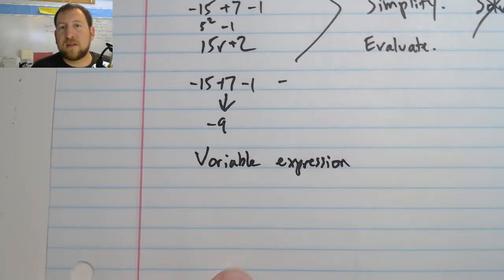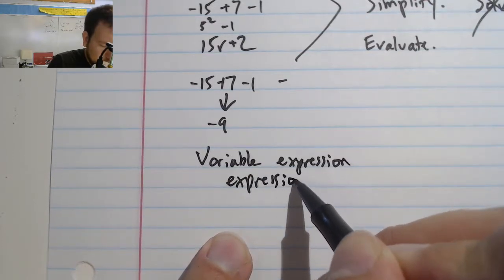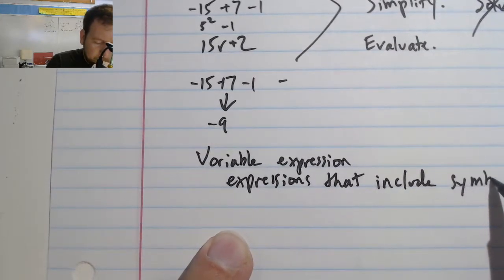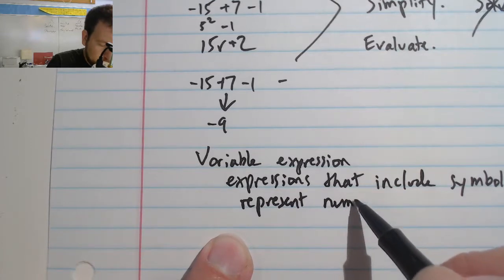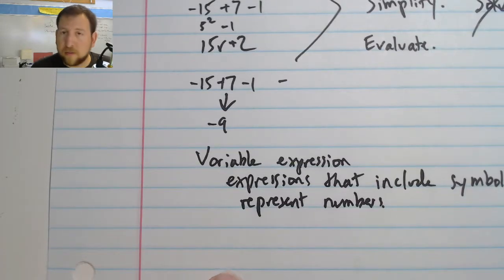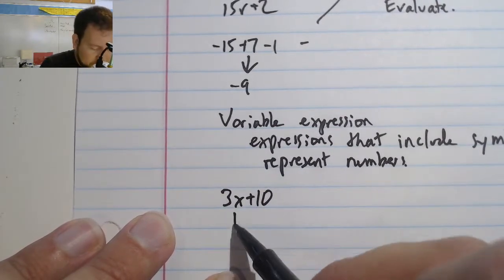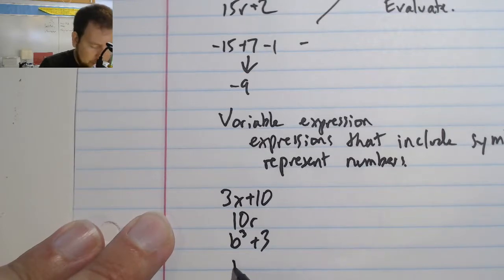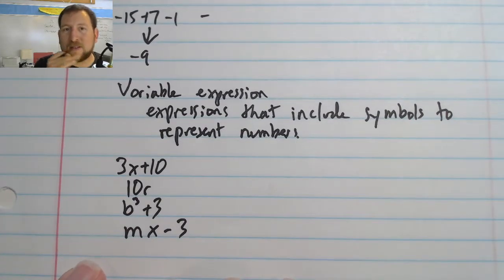These include symbols to represent numbers. So they are expressions that include symbols to represent numbers. So some of the expressions that we had earlier in our example list were variable expressions, but some of them were not. Some examples could again look like this. We could have 3x plus 10. We could have 10r, b cubed plus 3, mx minus 3. All of these are variable expressions because they include symbols to represent numbers.